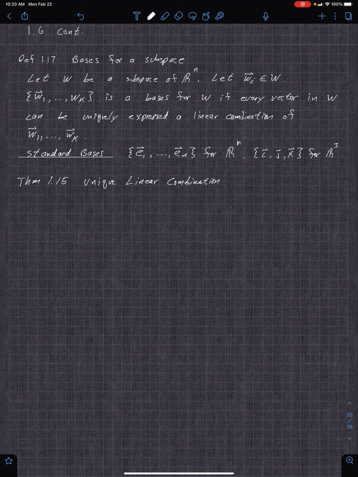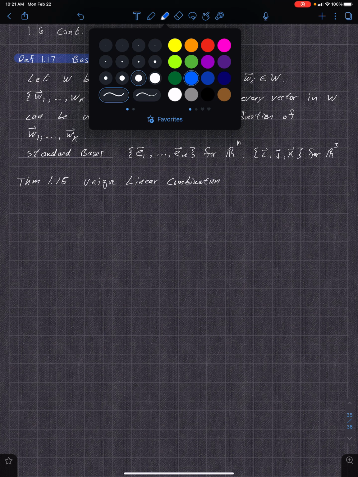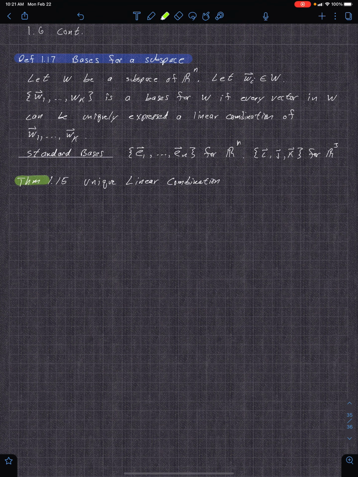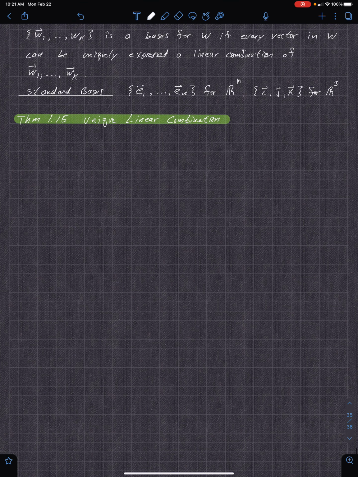So you could think of this as a result of this definition. How can you use that definition to describe a basis for a subspace? So this is what we have.